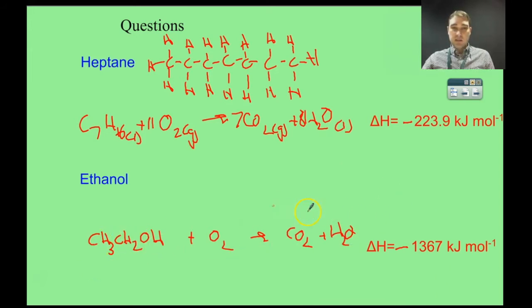Again, our number of carbons here is 2, so we're going to put 2 in front of our carbon dioxides. Number of hydrogens, 1, 2, 3, 4, 5, 6. Over here is 2, so we need a 3 out the front there. Now how many oxygens on this side? 1, 2, 3, 4, 5, 6, 7. So if we do 3 here, 3 times 2 is 6, plus 1 is 7. So now we're balanced. Now I'm going to put in our states. Ethanol is a liquid, oxygen is a gas, carbon dioxide is a gas, water is a liquid. Okay, so there's my thermochemical equations.